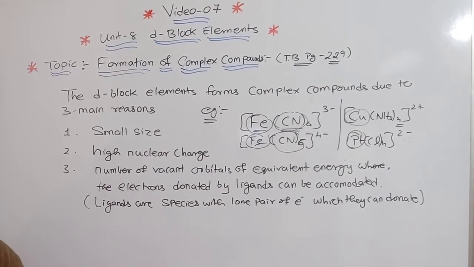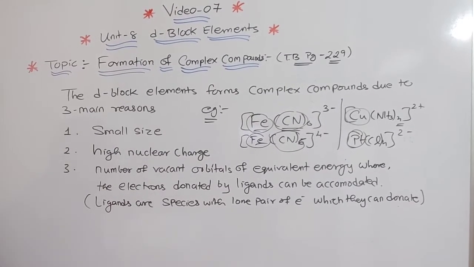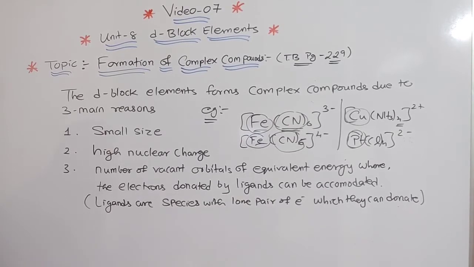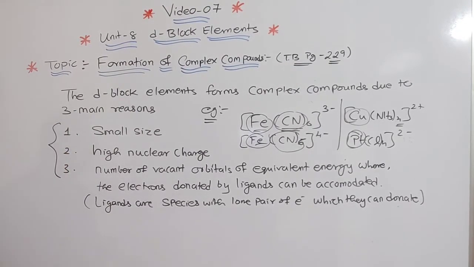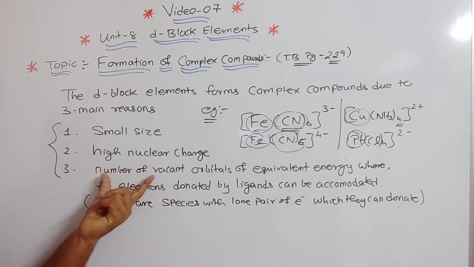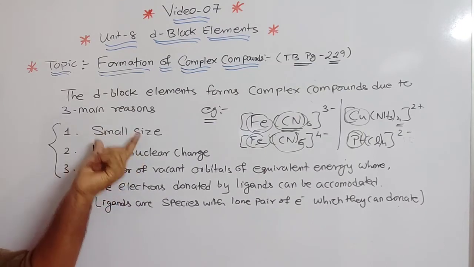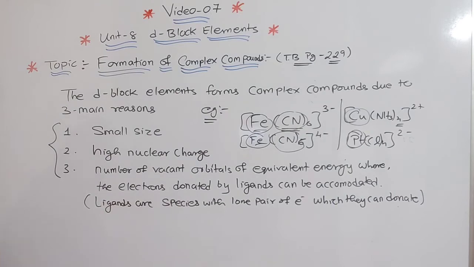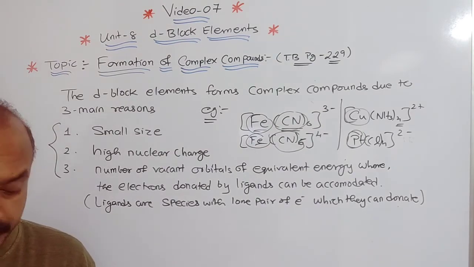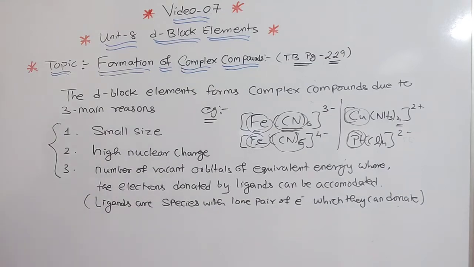In your textbook, on page number 230, they have given these three reasons and the examples. The main reasons are the number of vacant orbitals and high nuclear charge. These are the three reasons why transition elements form complex compounds. Now we will talk about the next property, that is catalytic property.